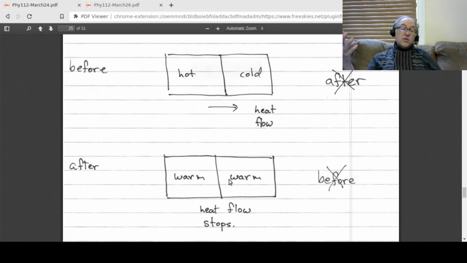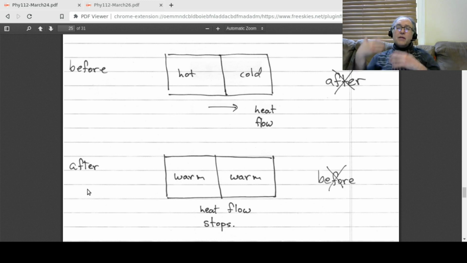In fact, we made use of that fact when we mixed the ethanol with the water above and found that the final temperature was about 43 degrees Celsius. As soon as the two reach the same temperature, the heat stops flowing. So there's a clear before picture and a clear after picture.